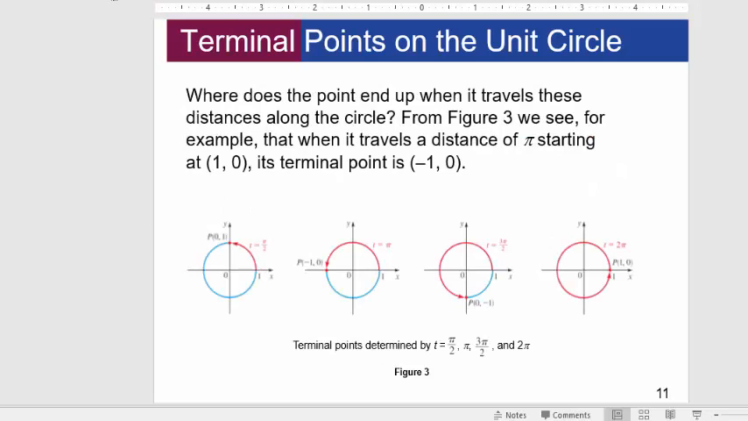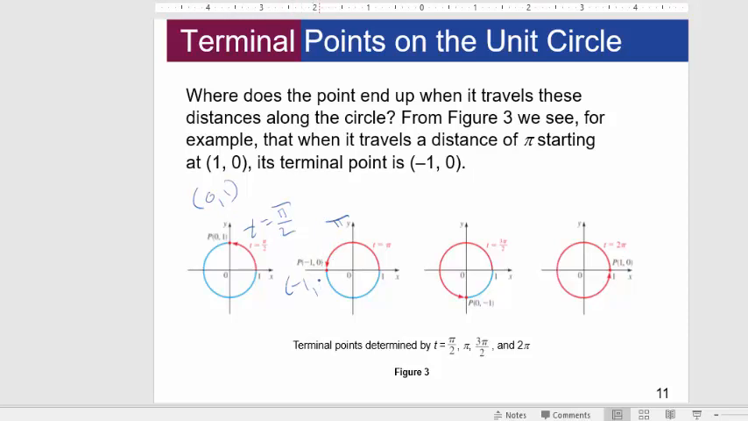Okay, and then they show you some of these quadrantal angles that we had talked about earlier, right? When you travel pi over 2, you've traveled a quarter of the circle. So when t is pi over 2, the point on the unit circle is 0, 1. So pi over 2 corresponds to 0, 1. We had just said this before, right?